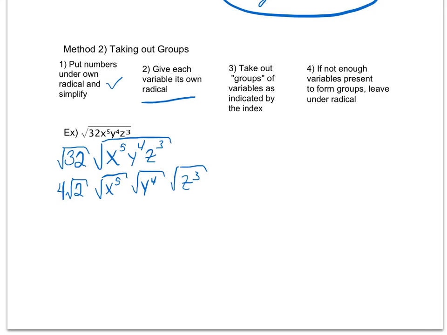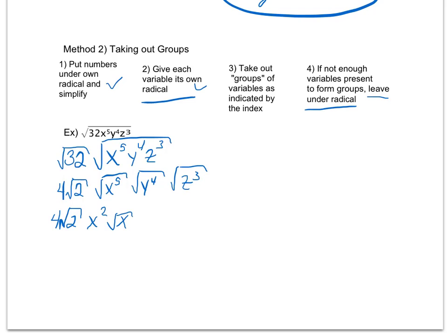Okay, there was step 1 and step 2. Step 3, I'm going to take out groups of variables as indicated by the index. So I don't have an index written, but remember that with square roots, it's like there's an index of 2. So I'm going to go ahead and leave 4 square root of 2. I'm done with that. And I'm going to ask myself, if I have 5 x's, how many groups of 2 can I make? Well, I can make 2 groups of 2, so I'm going to say x squared, and I'm going to have 1 left over. Okay, so the 1 left over I'm going to leave under the radical. So steps 3 and 4 I'm essentially combining here.